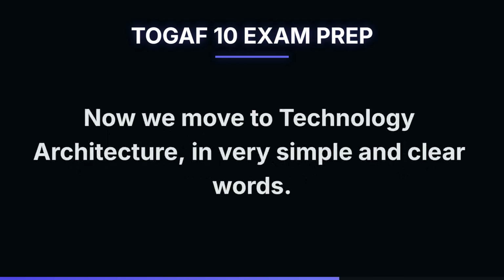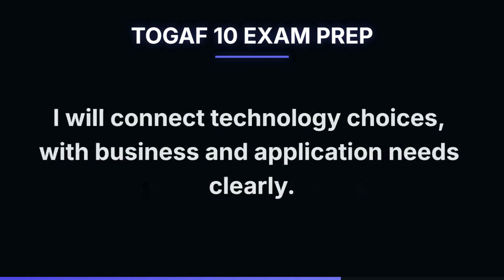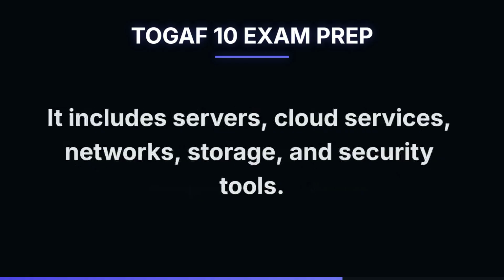5. Now we move to technology architecture, in very simple and clear words. This part explains platforms, networks, infrastructure, and technical standards. I will connect technology choices with business and application needs clearly. Technology architecture supports applications, data, and business processes. It includes servers, cloud services, networks, storage, and security tools.